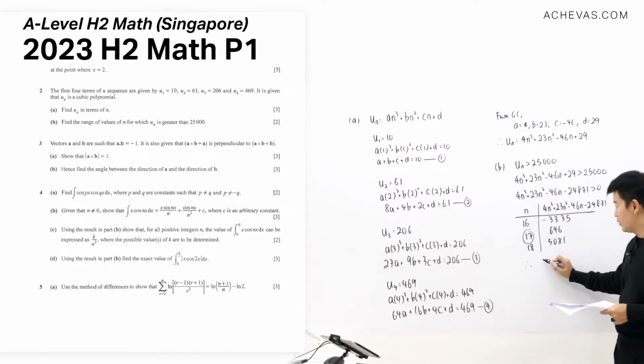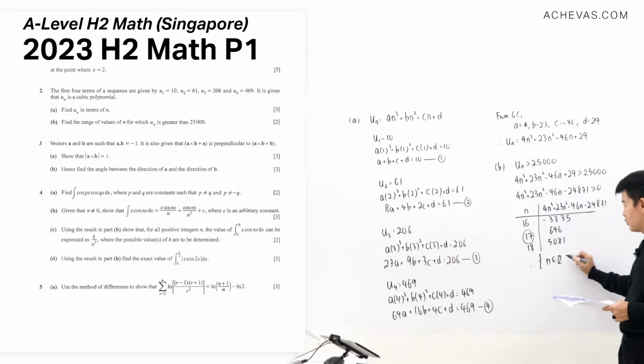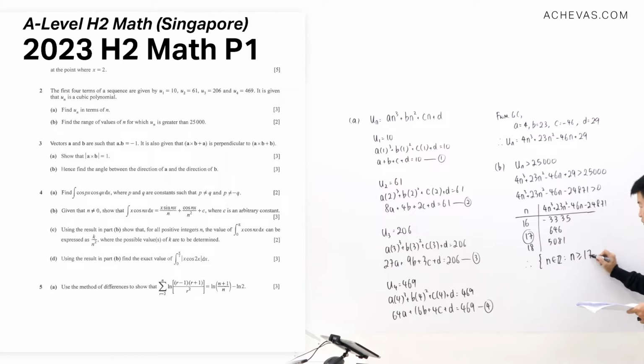So we are going to write down the range of values of n. And because n is an integer value, let me just write it down for this range of values of n, right? Such that we are looking at only integers, okay? So n are integers such that n is supposed to be bigger or equal to 17. Okay, let's look at the next question.